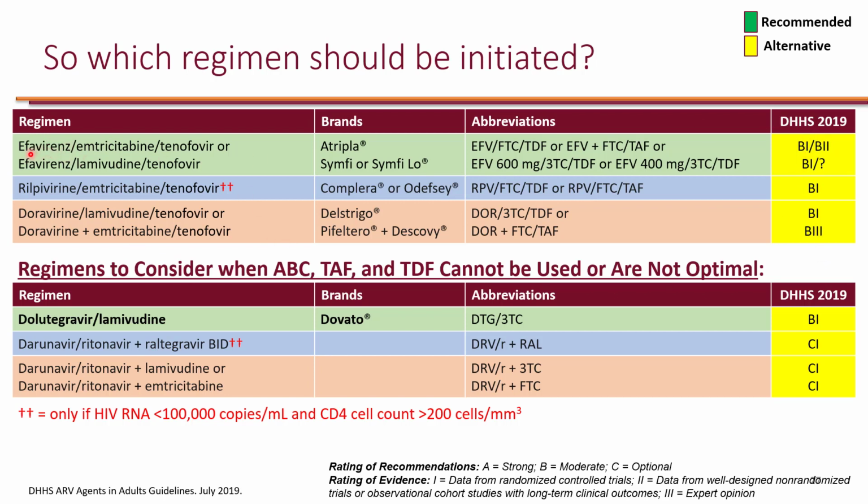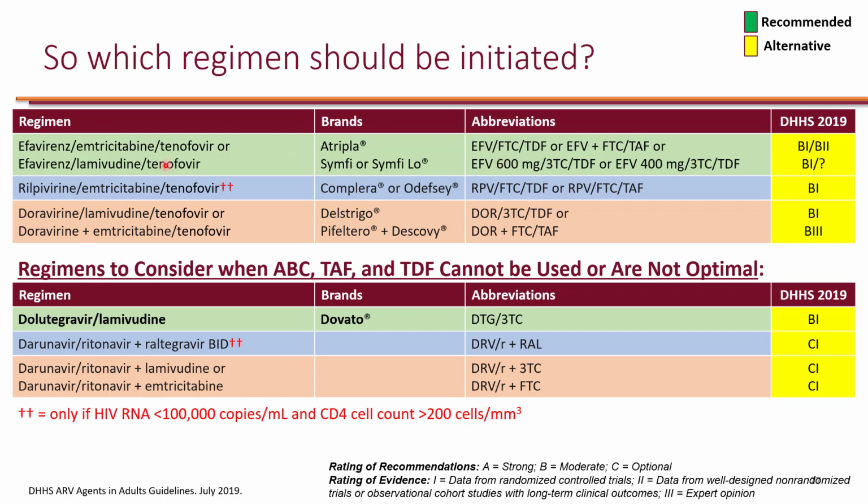Efavirenz, for example, is associated with psychiatric adverse effects, specifically suicidal ideation. Because a lot of people attempted suicide when they were on this combination, it's actually not recommended first line. It's a very effective regimen, but suicidal ideation is a serious adverse effect, and because we have so many other regimens that are well tolerated, it's no longer recommended first line.